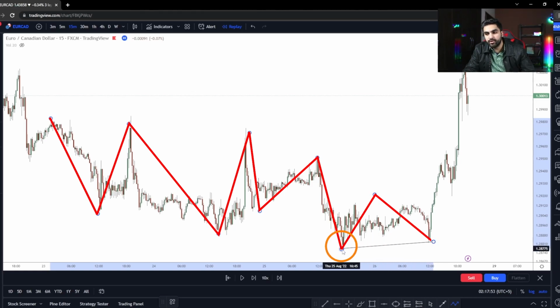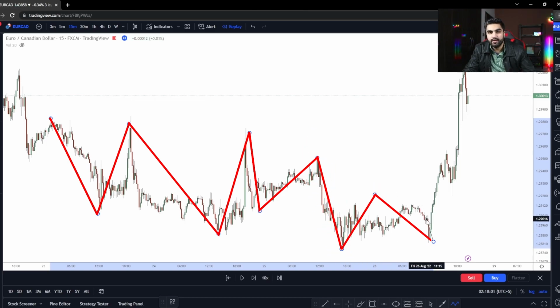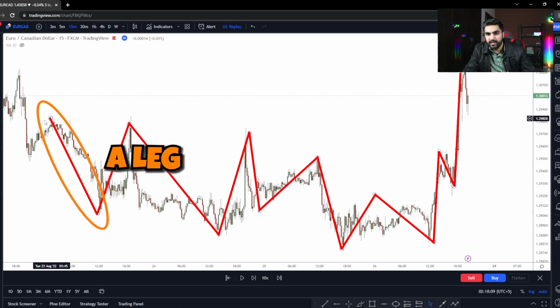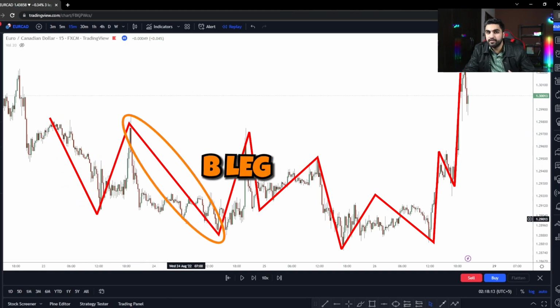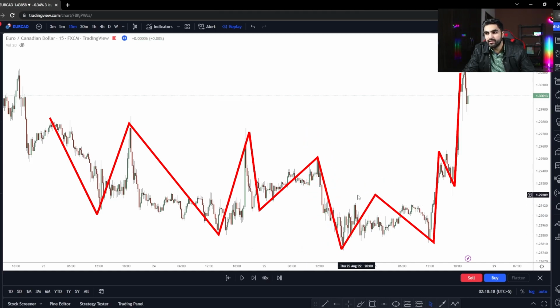As this is the third leg of the ABC pattern, if afterwards the sellers don't break the market structure, they don't go lower than the C leg of our ABC pattern, and the market makes a change of character, then we can simply look for the buy opportunity. So our A leg is here, our B leg is here, our C leg is here, and there is this change of character as the market broke this lower high right here and it went up to create a higher high.